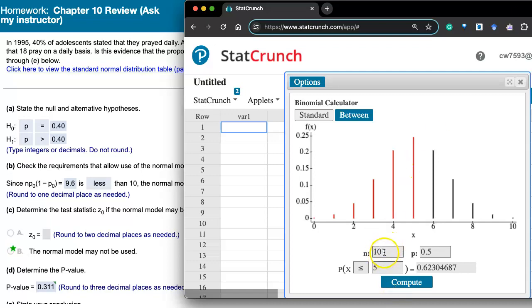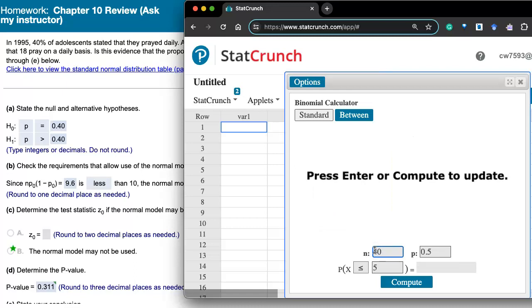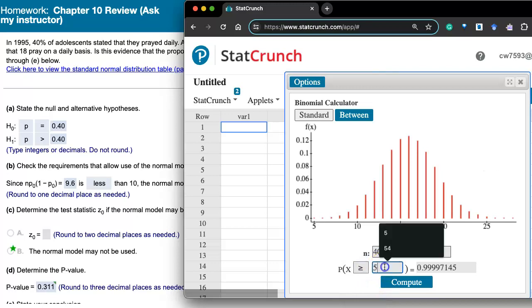Here, I'm going to set up all the information that I have in this particular problem. So I know that 40 is the sample size, and the probability of success was 0.4. And what I'm trying to determine here is the probability that x is greater than or equal to 18. When I click compute, I see both the visual description, the graph of that binomial distribution, and this area that would also be representing the p-value for this particular problem.